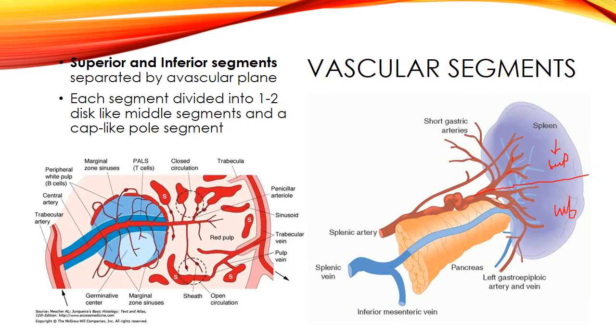And these vascular segments themselves are going to be separated by a plane which is going to be avascular. All of these segments are further going to divide into 1 to 2 disc-like segments and a cap-like pole segment. And the importance of these segments inside the spleen is that when we need to remove the spleen, sometimes we don't need to remove the entire spleen. We can just remove the segment which has something wrong with it, and we can preserve the rest of the spleen in this fashion.